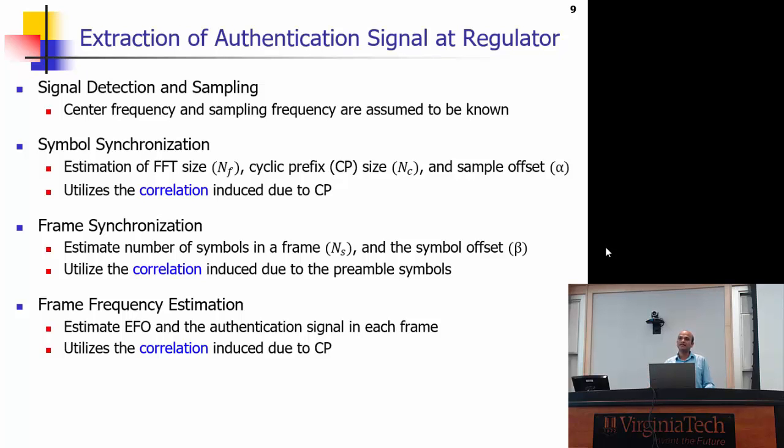Now there are a few steps that need to be done by the receiver, which has to do it blindly, and most of you would know many of these steps. First is signal detection and sampling. Then it will have to do symbol synchronization, which means that it needs to find the FFT size and cyclic prefix size. Then it also needs to do frame synchronization, which means that it needs to find the frame boundaries of the message signal that it is receiving. And then finally it will extract that frequency offset, and then it will be able to identify the sequence of bits.